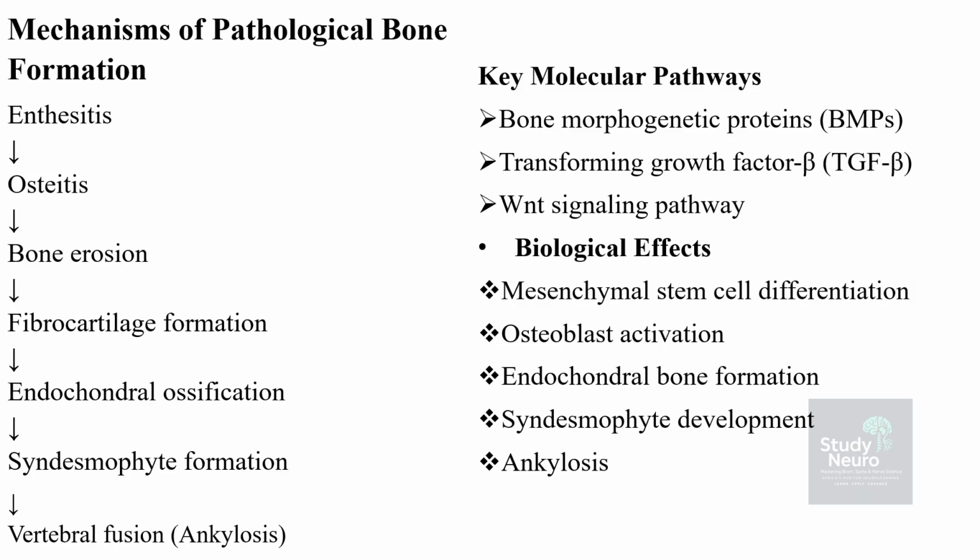Several molecular pathways help regulate this abnormal bone formation, including bone morphogenetic proteins, transforming growth factor beta, and the WNT signaling pathway. These signals influence mesenchymal stem cells and promote osteoblast activity, encouraging new bone formation that ultimately contributes to syndesmophyte development and ankylosis.